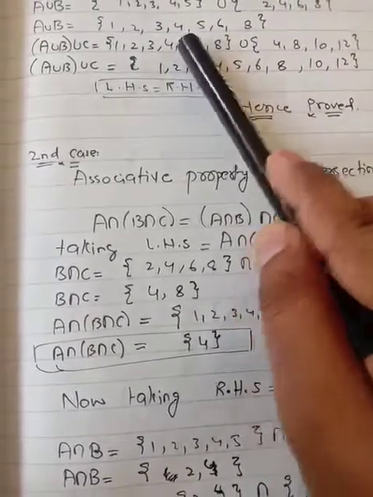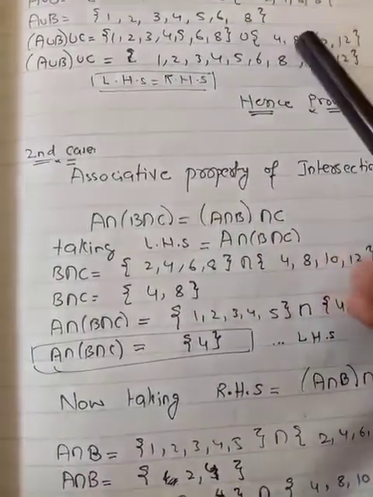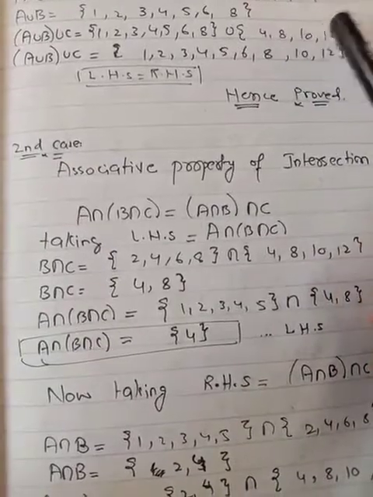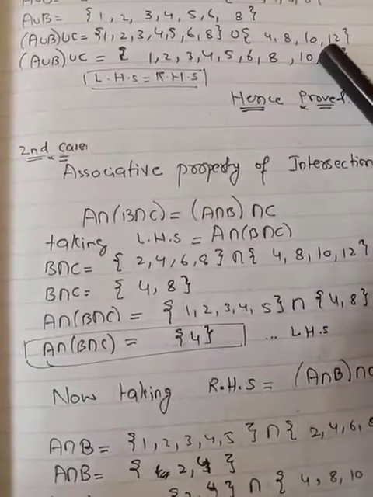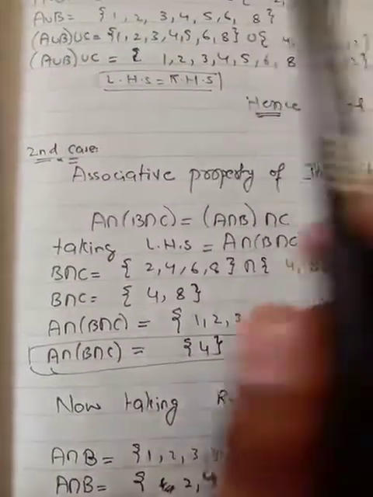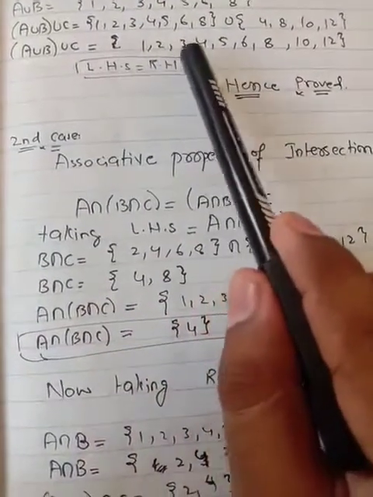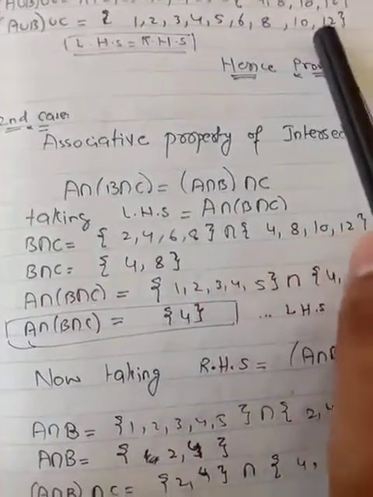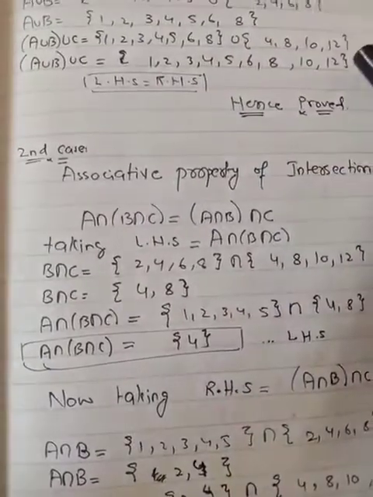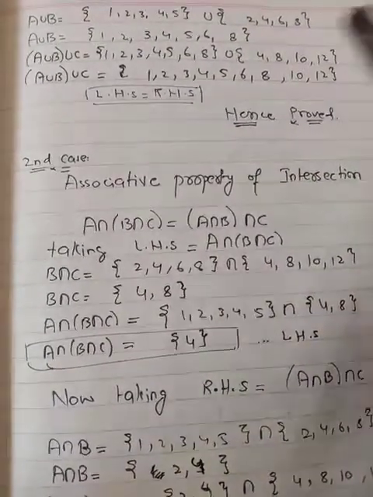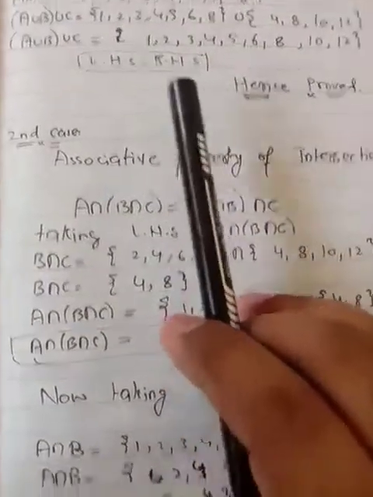This answer, union with C. C is 4, 8, 10, 12. Then the union of all of these will be 1, 2, 3, 4, 5, 6, 8, 10, 12. The answer of this side is equal to the left hand side, so the right hand side is equal to the left hand side, hence we have proved.